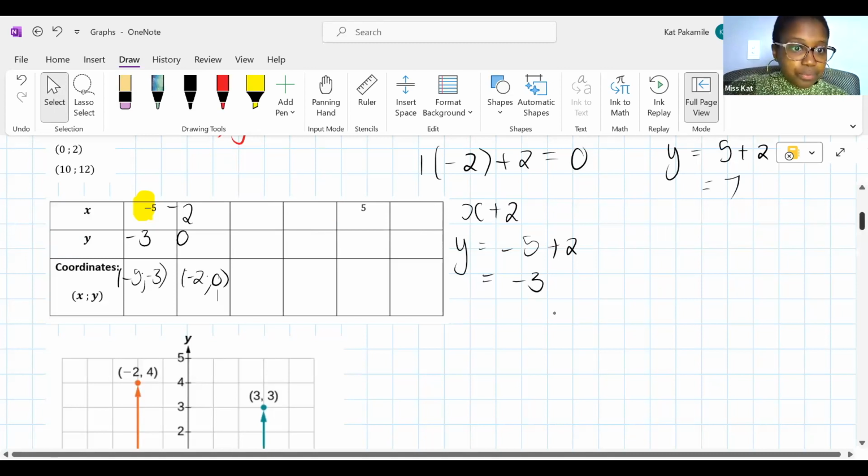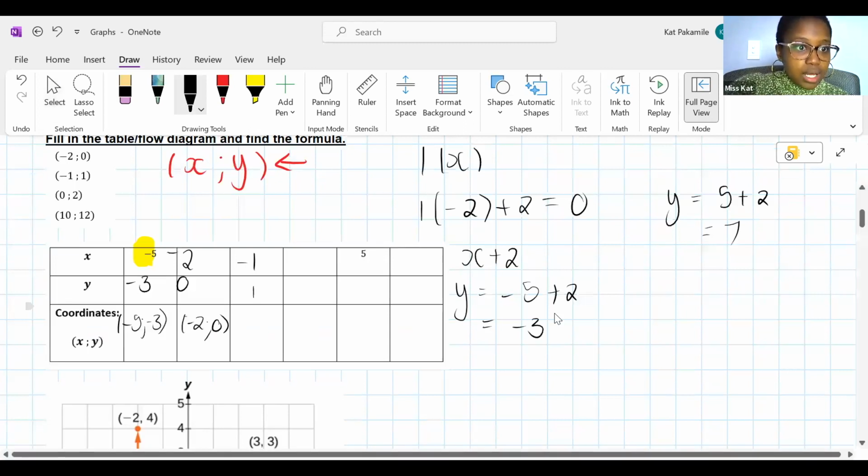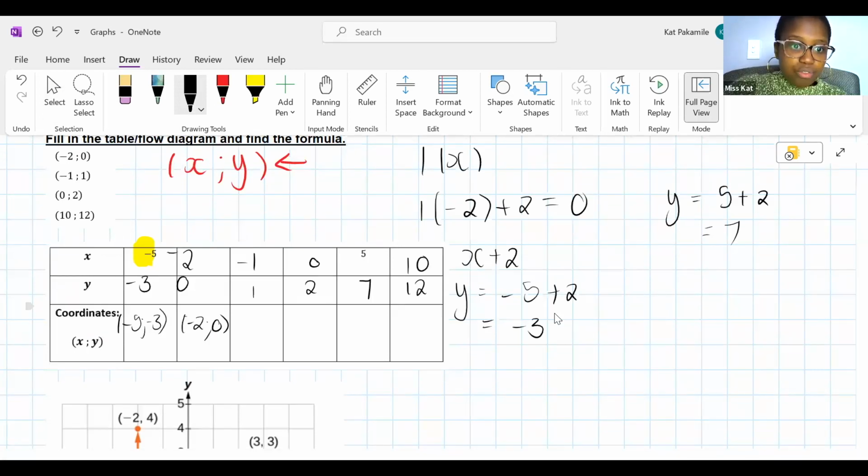Okay. So -2, this is -1, 1. That's 0 and 2, 5 and 7, and 10 and 12. So this is -1 and 1. I'm going to do the rest of them. 0 and 2, 5 and 7, and 10 and 12.